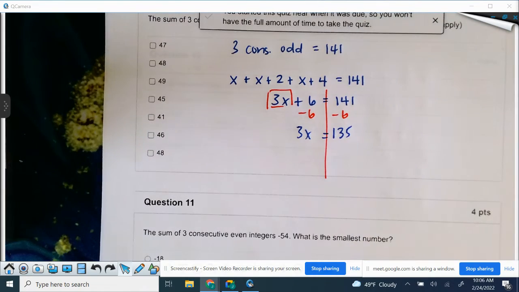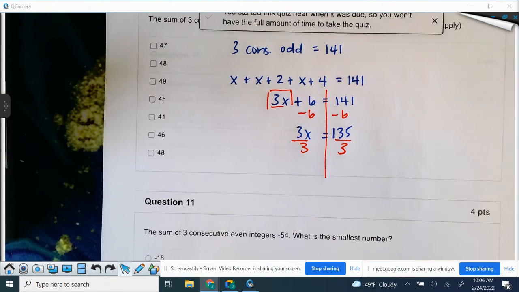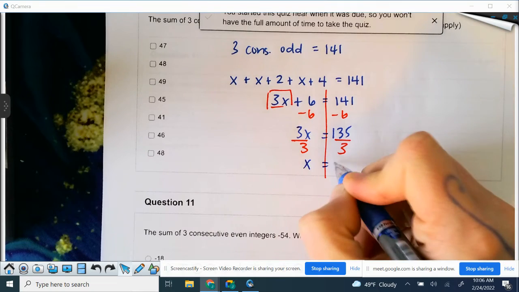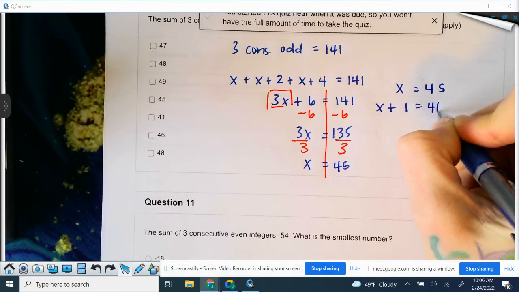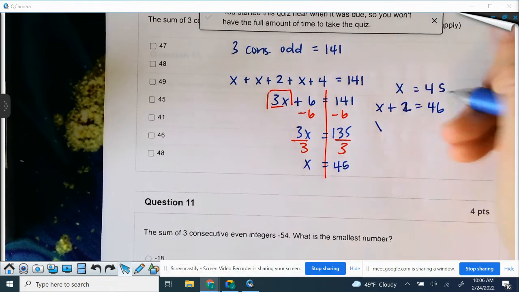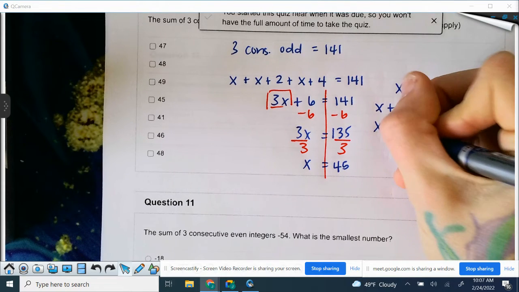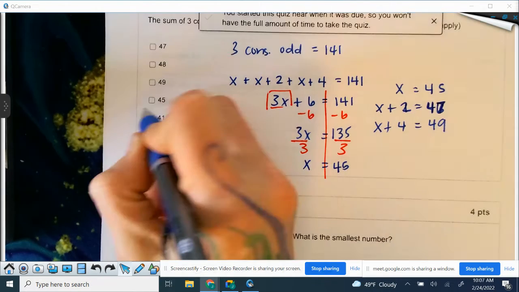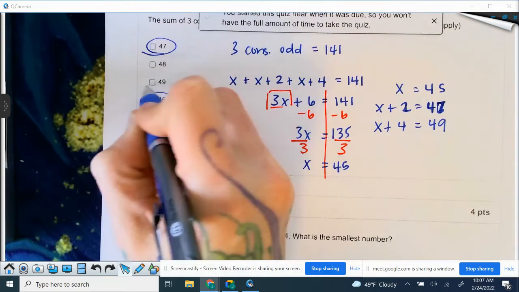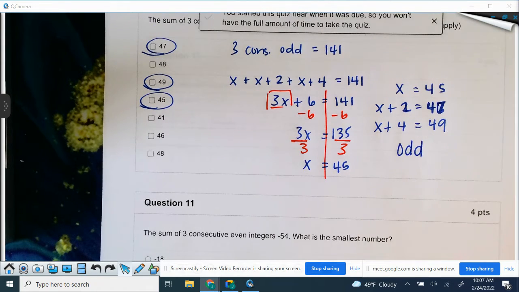Then 3x is 3 times x, so we're going to divide both sides by 3. And I get 45. So x equals 45. X plus 1 is going to be 46. Oh, x plus 2. Holy moly, look at me. I just did exactly what they would tell you would be your big dummy mistakes. And then x plus 4 is 49. So 45, 47, and 49. And the kicker would be to remember that they're odd after that 45. So 46 would be even and would not answer that correctly.